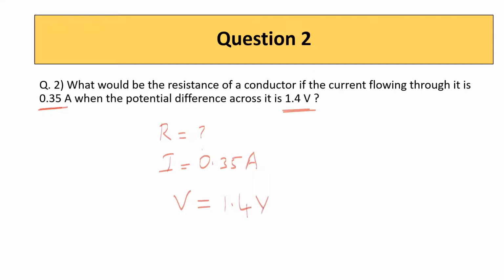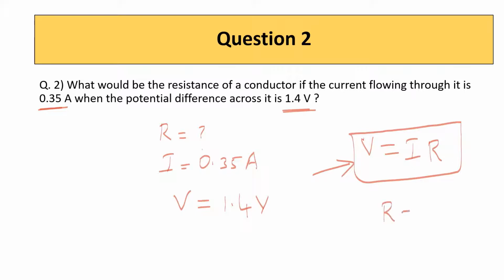In part 3, we have learned about Ohm's law. In that we learned the expression V is equal to IR. If you know this relation, you can do this numerical. From this, you can easily write down R is equal to V by I.